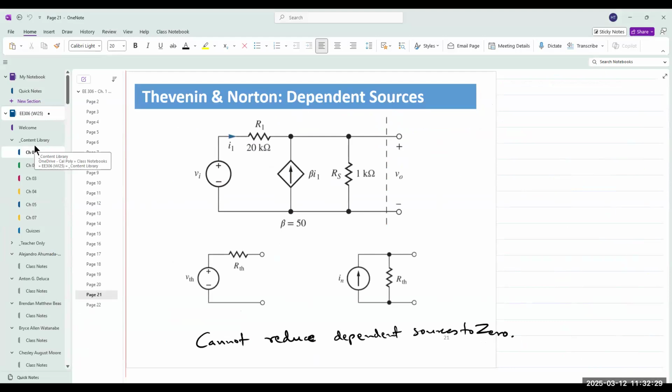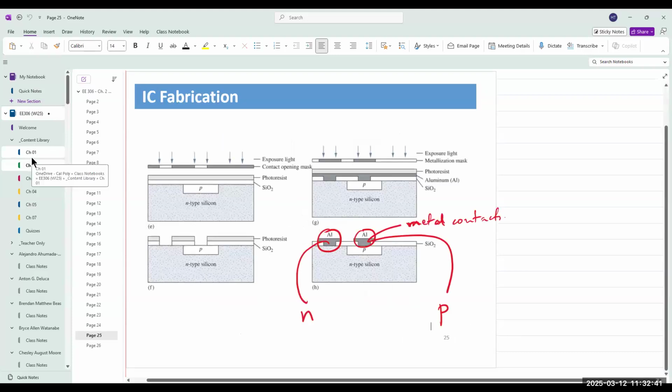But again, chapter 1 is not going to be assessed separately, but for students as EEs, it's something that you will carry for the rest of your life, right? Fundamentals. All right, chapter 2, we had semiconductor fundamentals.